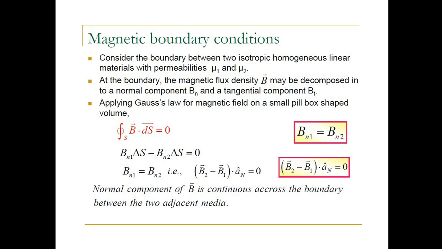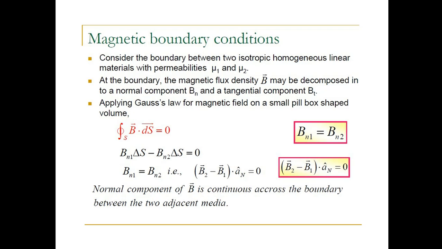The magnetic boundary condition: consider the boundary between two isotropic homogeneous linear materials, that we have already described, with permeabilities mu1 and mu2. At the boundary, the magnetic flux density B may be decomposed into a normal component Bn and a tangential component Bt. Applying Gauss's law for the magnetic field on a small pillbox-shaped volume, it could be any kind of shape that we can extract according to our understanding.